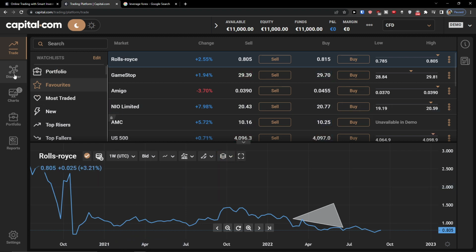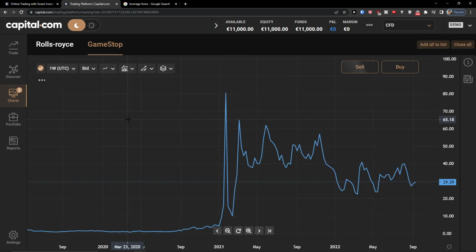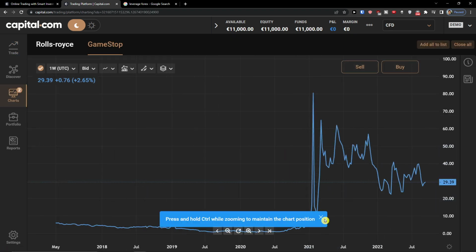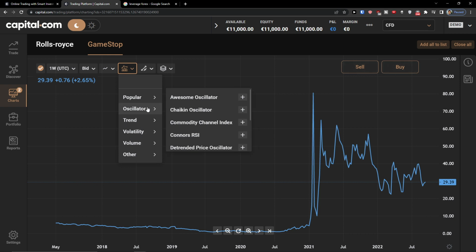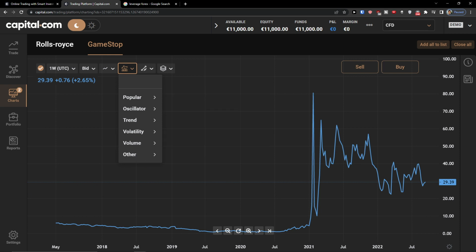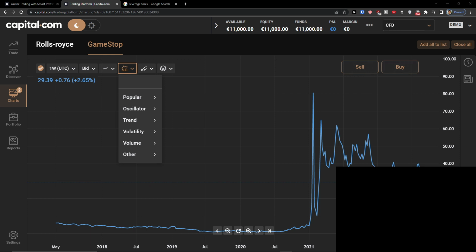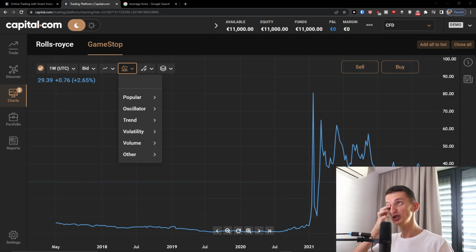So here is how you can use it in trade. And then you can have the charts here. So in the charts, you can have everything we had, but bigger, so you can understand it better. And here you can have the volatility, the trends, the oscillator, the popular, the volume, the other. And that's pretty much it. So, okay, I'm going to turn on my cam now. And this is pretty much how you can use the Capital.com trading platform.